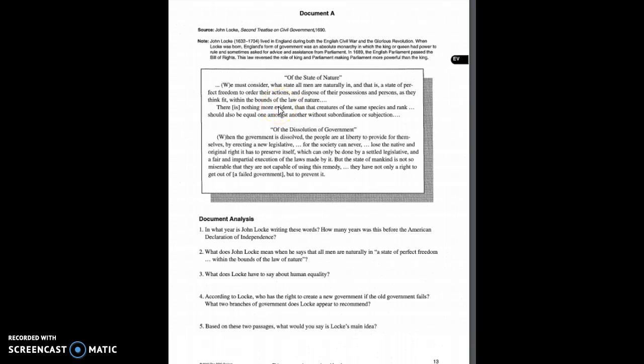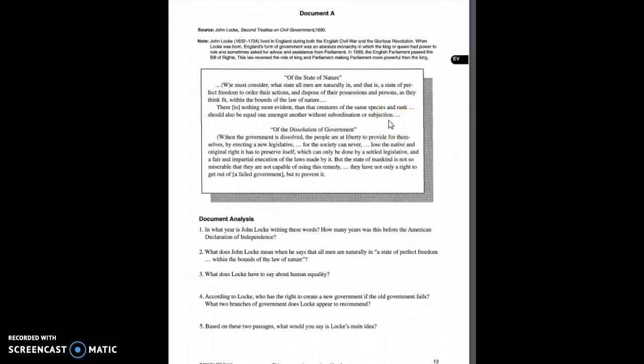So if something's very evident, very clear, very factual, that creatures of the same species and rank, in this case human beings, should be equal one amongst another. So John Locke definitely supports the concept of equality without subordination or subjection.